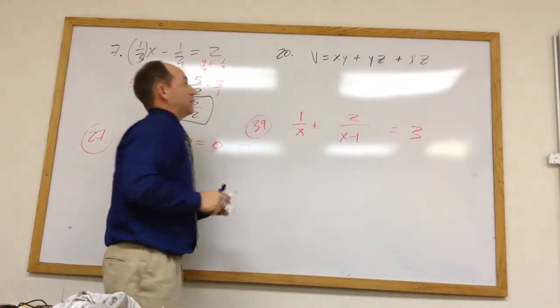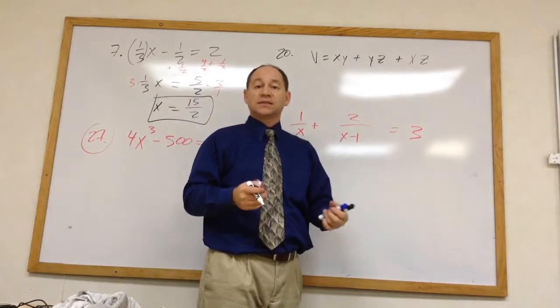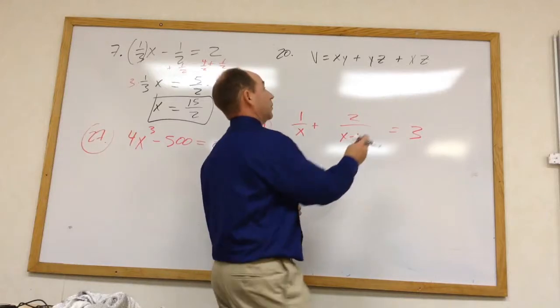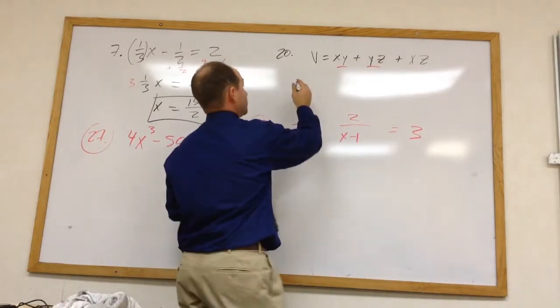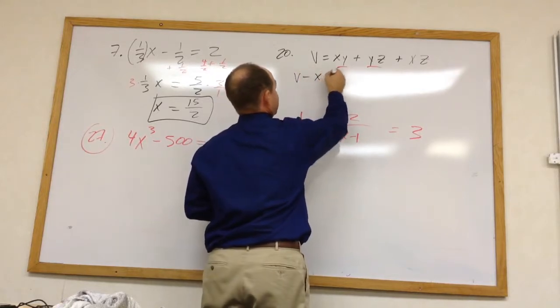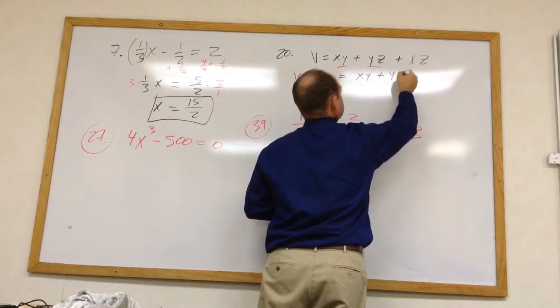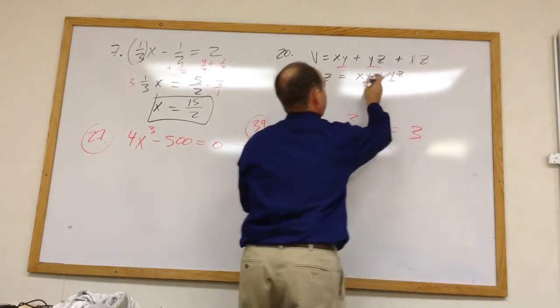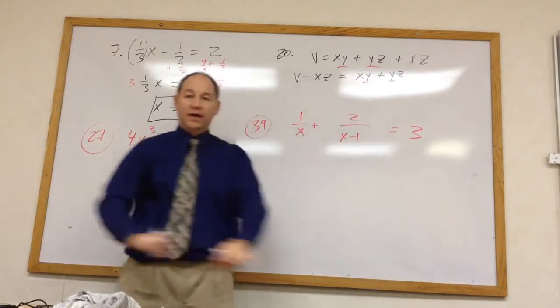Number 20 gives you a statement that has v equals, I think it's xy plus yz plus xz, and it says solve for y. So the first thing we want to do is look in here and say, well, where are my y's? There's 2 y's. So this means that v minus xz equals xy plus yz. Now, what I've done is isolate the terms that have y's on one side. The terms without y's are on the other side.